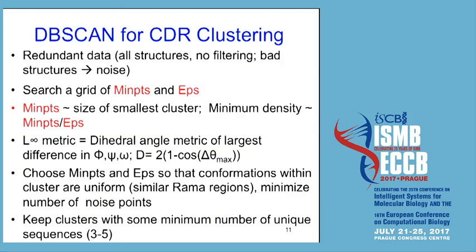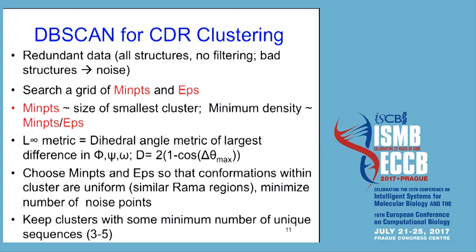So we're going to use DBSCAN for the CDR data. The way we're doing this now is that we're using redundant data. We're using every CDR of L1, length 11, no matter if it's the same sequence as other CDRs, whether it's low resolution, high resolution, everything. What we hope, and what we're still analyzing, is that structures that are incorrect or low resolution or for some reason wrong will end up in the noise points. Anything that ends up in one of our clusters probably belongs there. We're going to search a grid of min points and epsilon and try to figure out the best combination of those two variables.